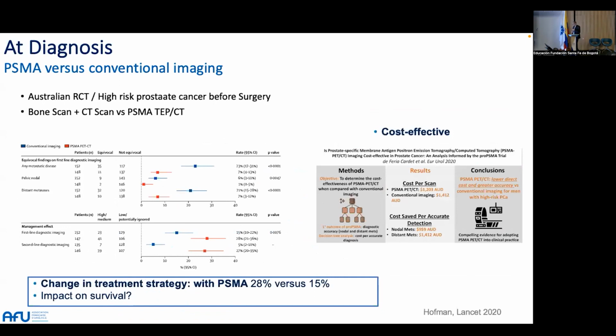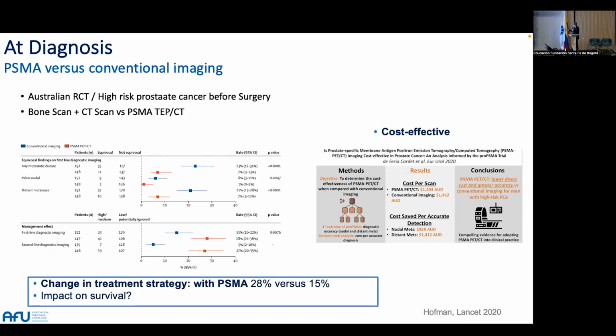We have also this Australian prospective randomized trial looking at PET PSMA versus conventional imaging before surgery. And again, we know that we detect more metastases. And that means that in daily practice, we are going to change the treatment strategy with PET PSMA in 28% of the cases versus 15% of the cases when you use only conventional imaging. What is the impact on survival? It's again a question mark. We don't have the answer yet.